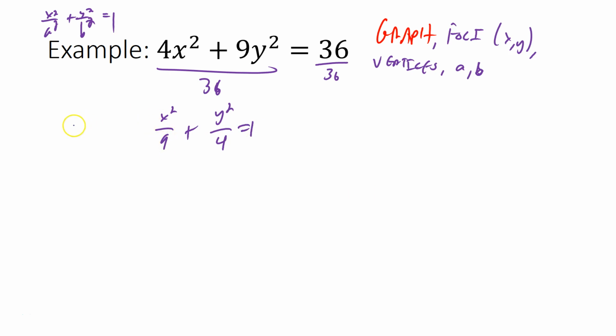The a is the part that's stuck with the x. So a squared is 9, so a is 3. B squared is 4, so b is 2. Now we can make our ellipse.